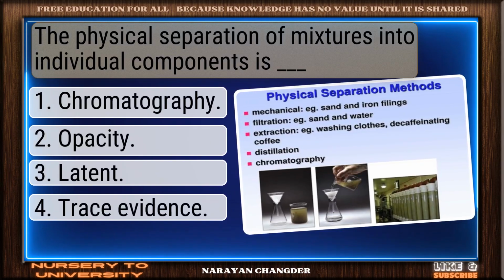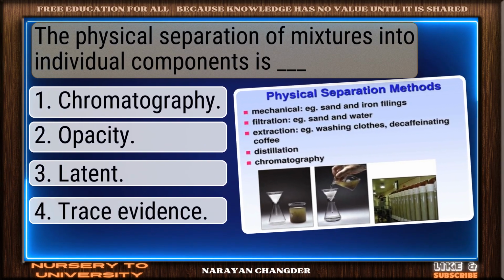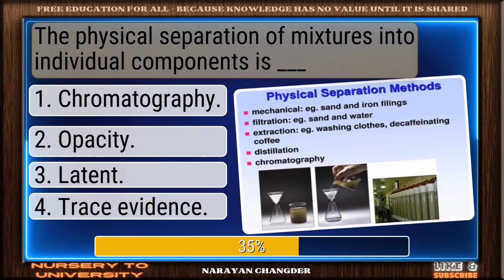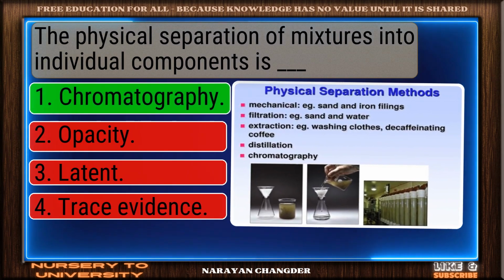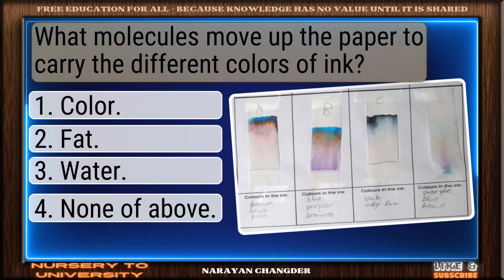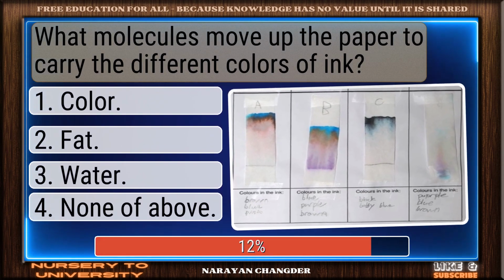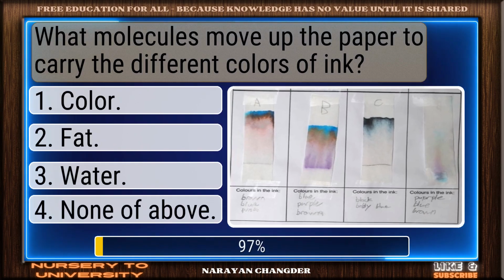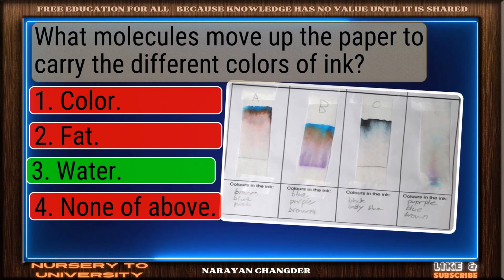The physical separation of mixtures into individual components is dash. Perfect. Chromatography is the correct choice. What molecules move up the paper to carry the different colors of ink? Sharp thinking. Water is the right choice.